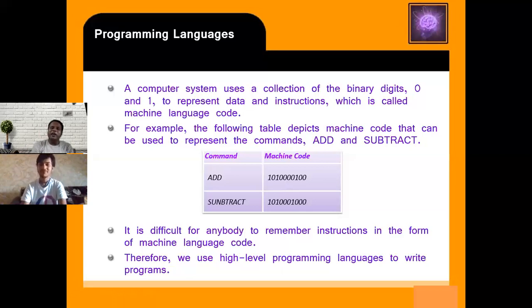If I call a person's name in the form of numbers, no one will understand, and you cannot remember so many numbers exactly. So we use words and languages. It is very difficult for anybody to remember instructions in the form of machine language or code. Therefore we use high level programming languages to write programs.